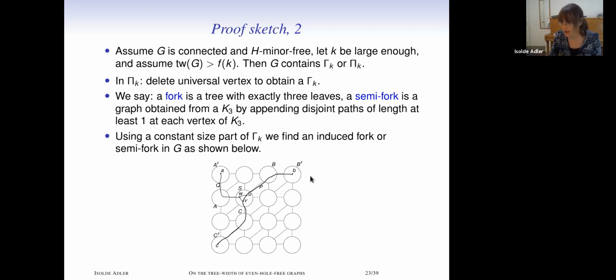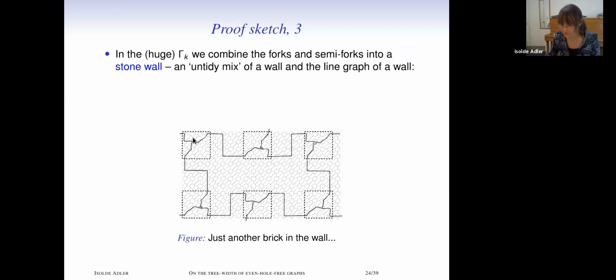So because k is really big, we pick k to be very, very large. We can find lots of these in a huge gamma k. Each of these here is a 4 by 4 part of the gamma k. And in each of them, we find something that is now either a fork or a semi-fork. We don't know, right? But we find a configuration here. And in this part, we find one as well. In this part, we find one as well, and so on and so forth. So we have 6 of these forks or semi-forks.